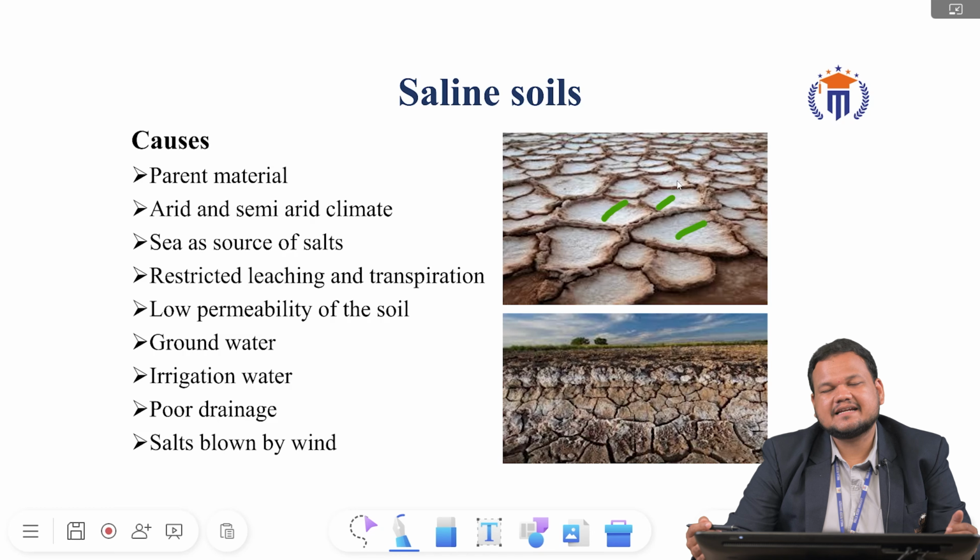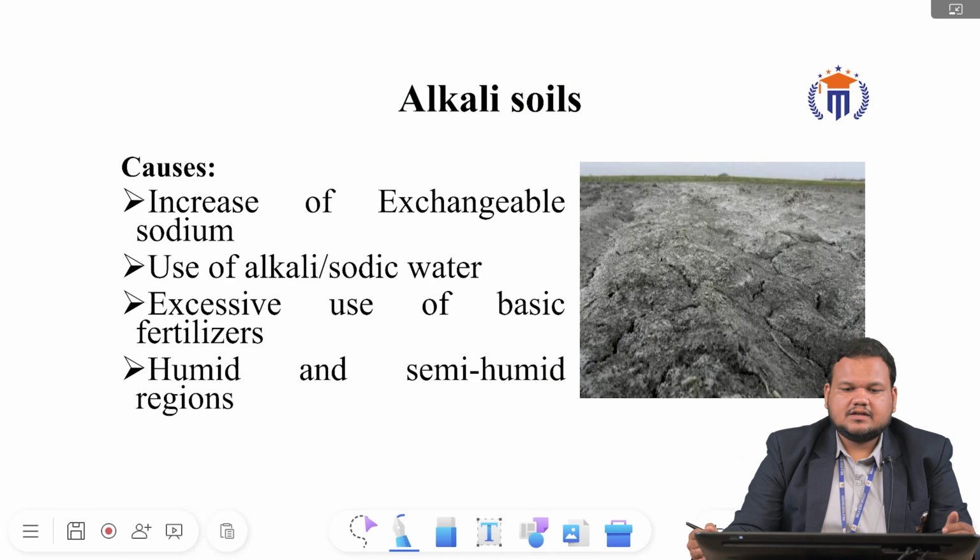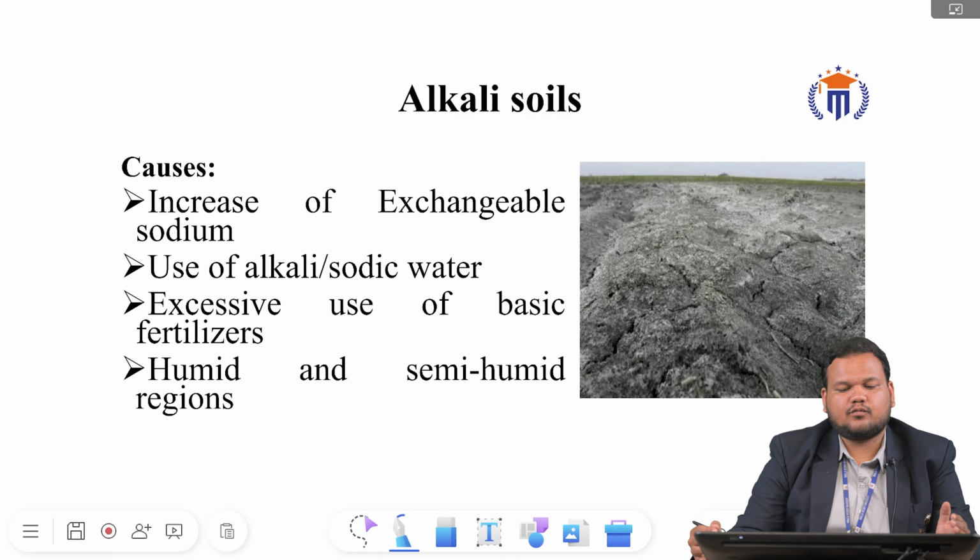Also, if leaching and transportation are restricted, with low permeability of soil, and if groundwater with a high salt content is used, then saline soils can be formed. Next is your alkali soils, which have a pH more than 8.5.